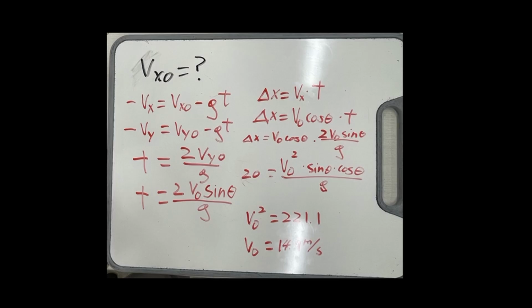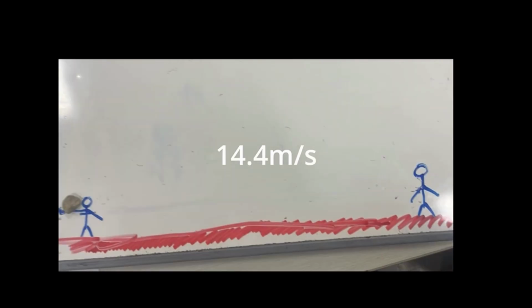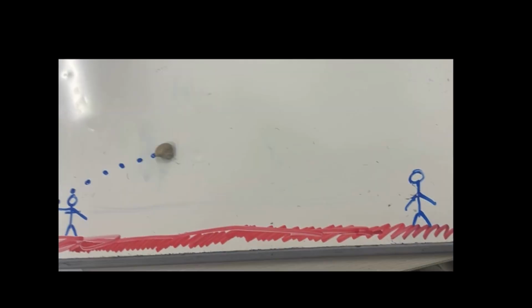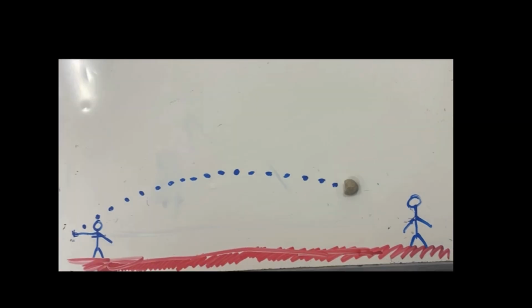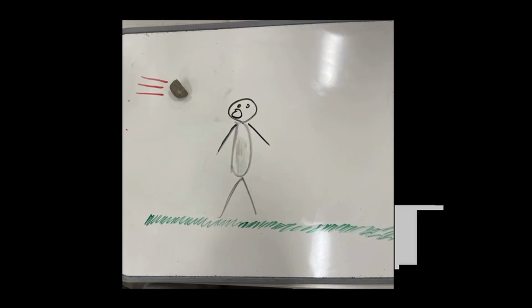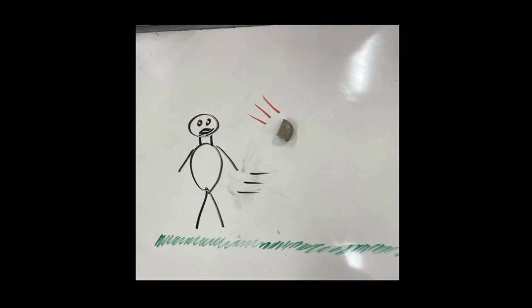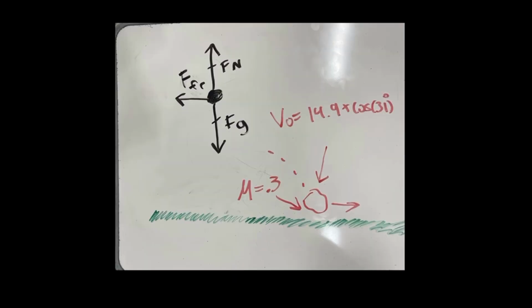Han's going to throw the rock at 14.4 meters per second, and you're going to witness if the rock hits Liam. Oh my, it looks like it's about to hit him. Will it hit him? We'll see. Oh shoot, last second Liam dodges the rock. As we can see, the rock hits the ground without bouncing, with a coefficient of 0.3.